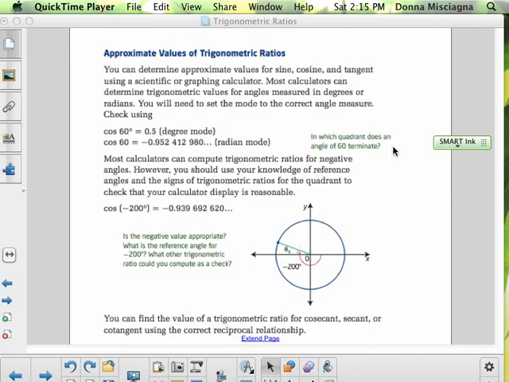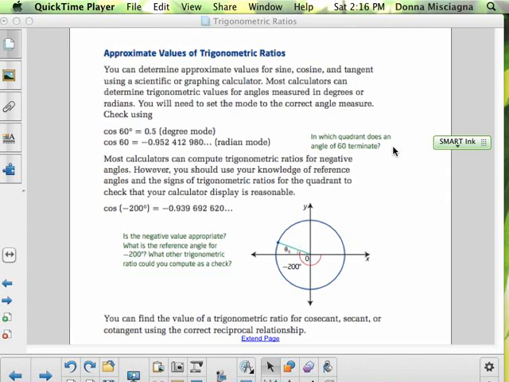All right, so if you're not sure and you plug in cosine 60 and get 0.5 as an answer, you are in degrees, because the cosine ratio for a 60-degree angle is 1/2. 1 is adjacent to the 60-degree angle, and 2 is the hypotenuse, 1/2. But if instead you get negative 0.952412, well, then you are in radians. So that can help if you're not sure.